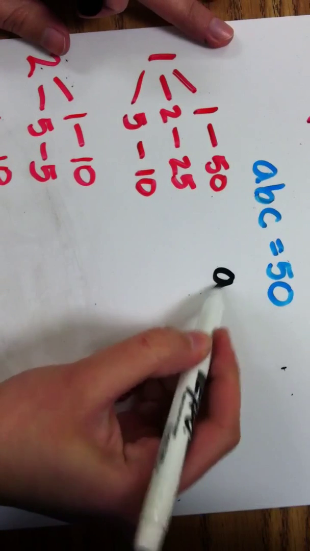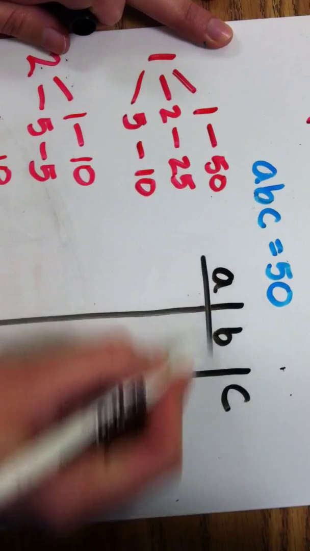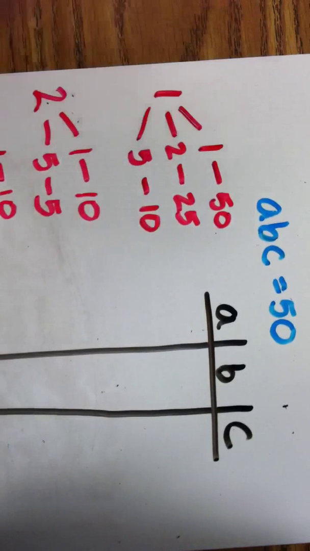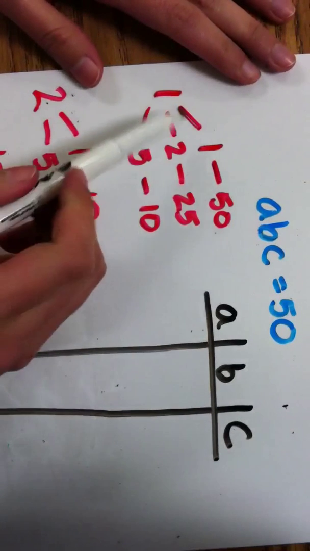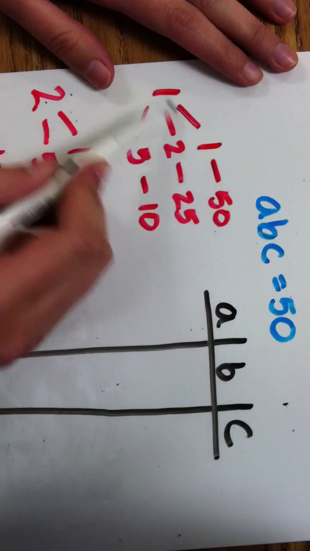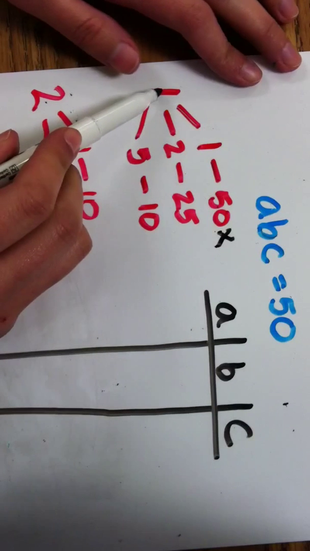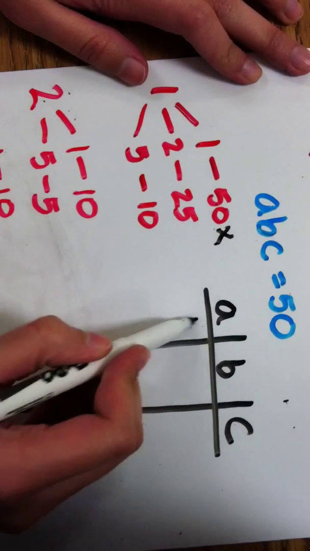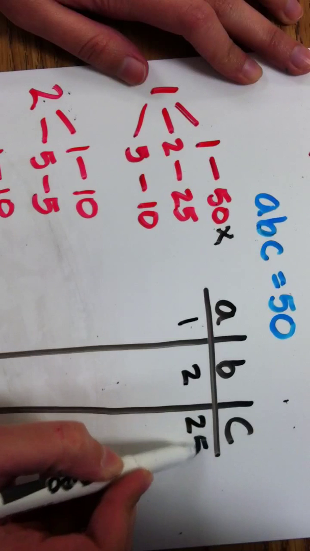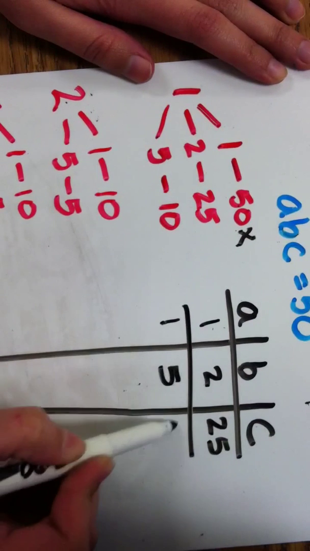If we have a, b, and c, let's figure out which of our combinations can actually work. Well, 1 times 1 times 50 can't work because we have to have different integers, and 1 and 1 are not different, they're the same. We could have 1, 2, and 25, and we can have 1, 5, and 10.